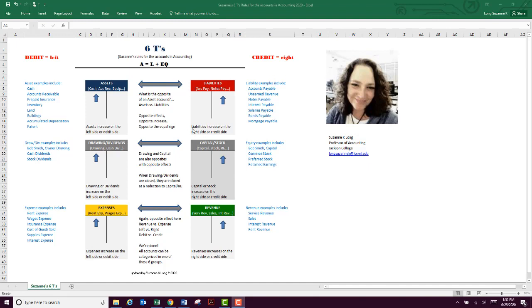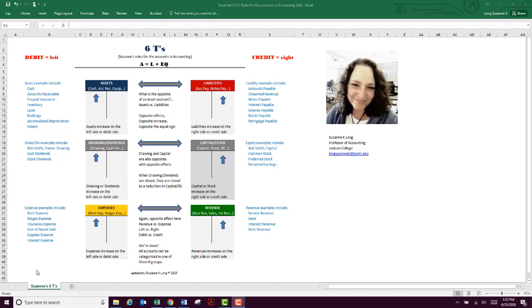And then we've got equity accounts, like capital and stock, and we've got drawing accounts. Capital increases on the right, drawing increases on the left. And then the third set are revenue accounts and expense accounts. Revenue accounts increase on the right, expense accounts increase on the left.